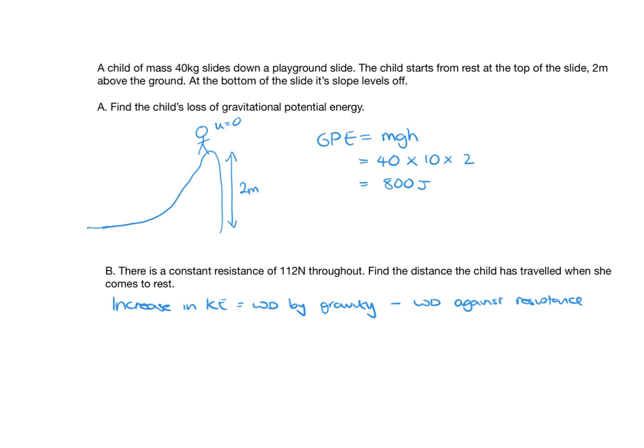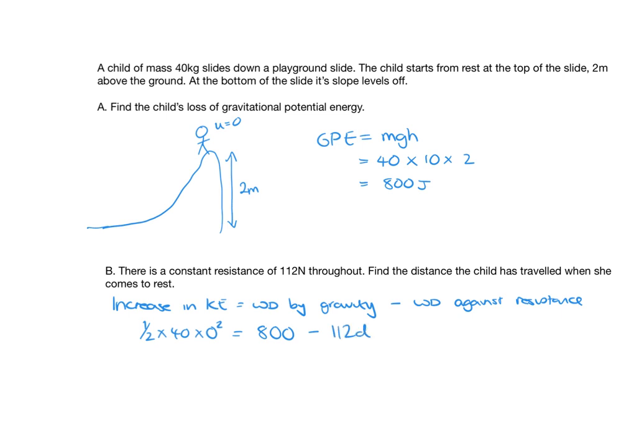Now, to find my increase in kinetic energy, I'm going to use my formula half mv squared, and I've got a velocity of 0 because the child is starting from rest. Now, the work done by gravity is actually going to be the gravitational potential energy that we found in part A. So this is going to be equal to the 800. And the work done against resistance is going to be the force of the resistance, which is 112 newtons, multiplied by the distance travelled, which is what we're trying to work out. So I'm going to use D for that.